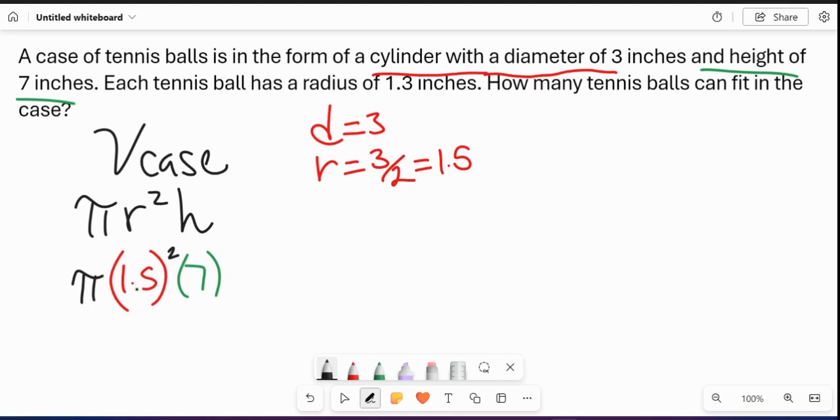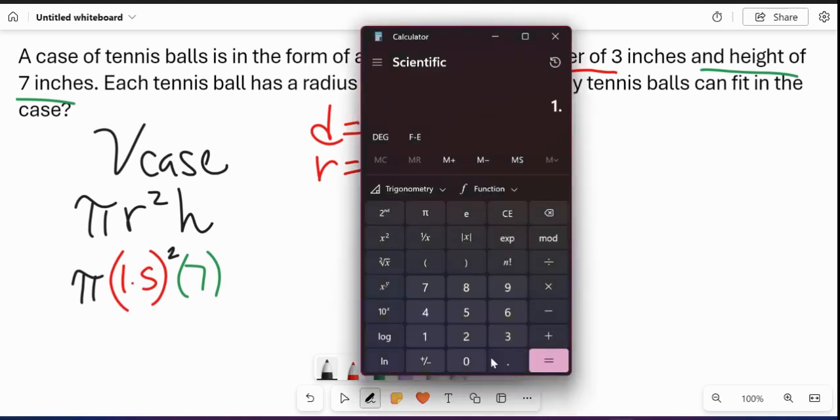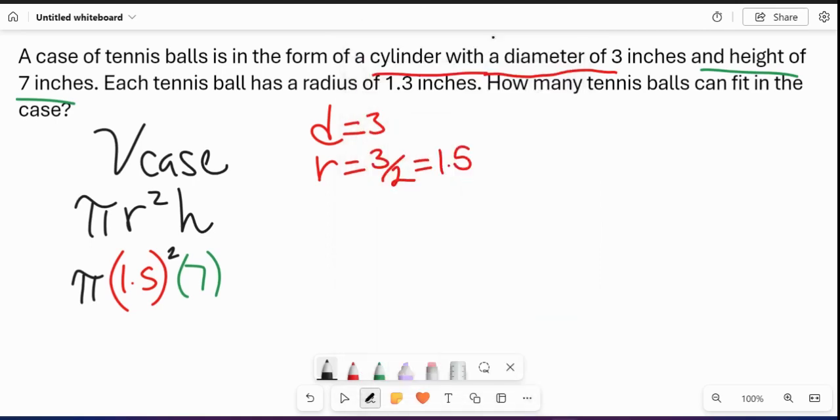Then we figure that out in the calculator. 1.5 squared times 7 times pi is 49.48. I'm just going to leave it 49.48. It doesn't tell me what to round it to. So 49.48. That is the volume of the case.